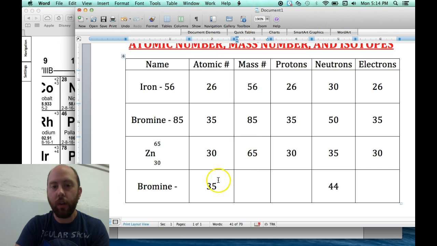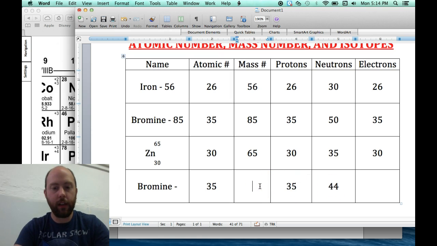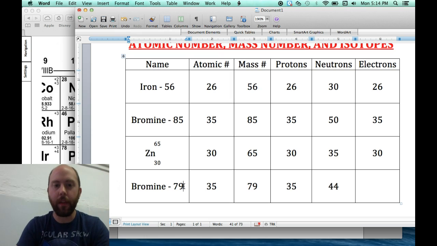Now, we already know the atomic number is 35. Therefore, we know there are 35 protons. Can we find the mass number? Yes. All we have to do is do 35 plus 44, which, if I'm not mistaken, don't use a calculator, Osborne, should be 79. The mass number is 79, so I'm going to put 79 here. And then the electrons would be 35 again.